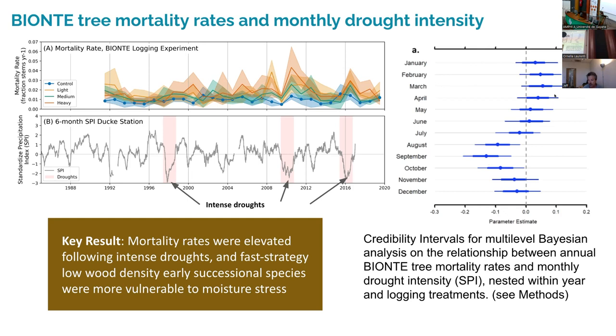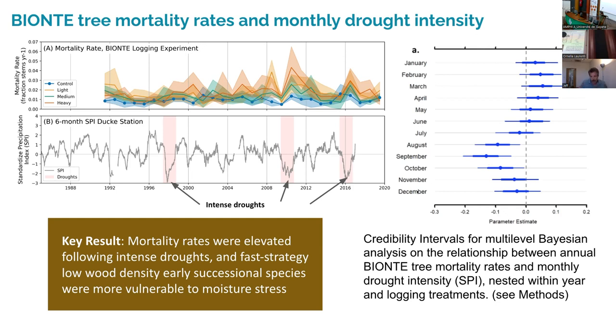Interestingly enough, as you can see here, these anomalies for these very wet months of March and April, those are also quite significant with respect to the credibility intervals, which shows that anomalously wet years also had elevated mortality. And we think that that's actually associated with wind throw and intense storms that you get more of during these wet months.